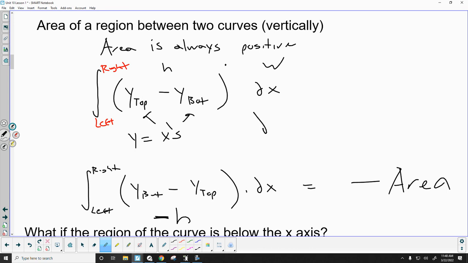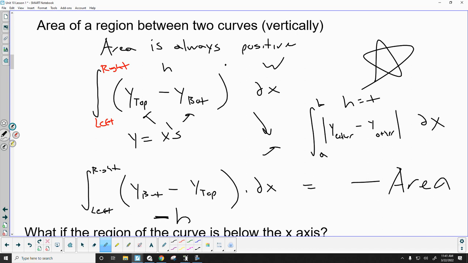If you want to ensure your heights are always positive, you could take an absolute value and take the y of either and subtract the y of the other, and it will ensure that if it's a negative height, it turns into a positive height. If it's a positive height, it keeps it a positive height. So you could do this. Now, this is more important to understand conceptually. It's important to know that it works.